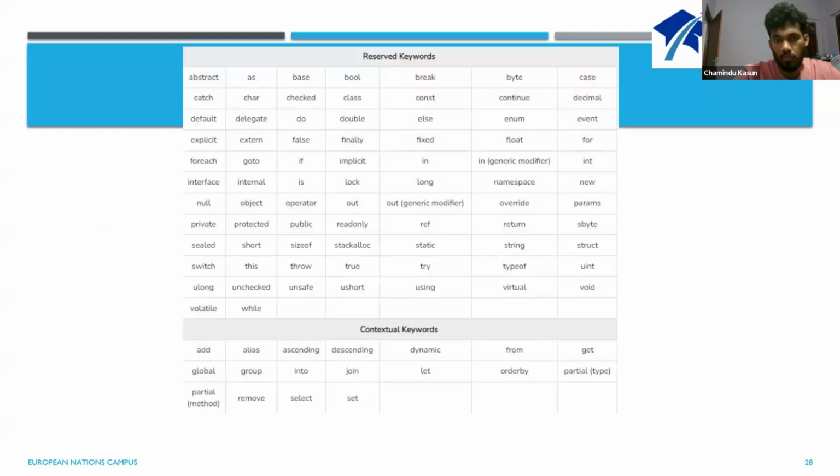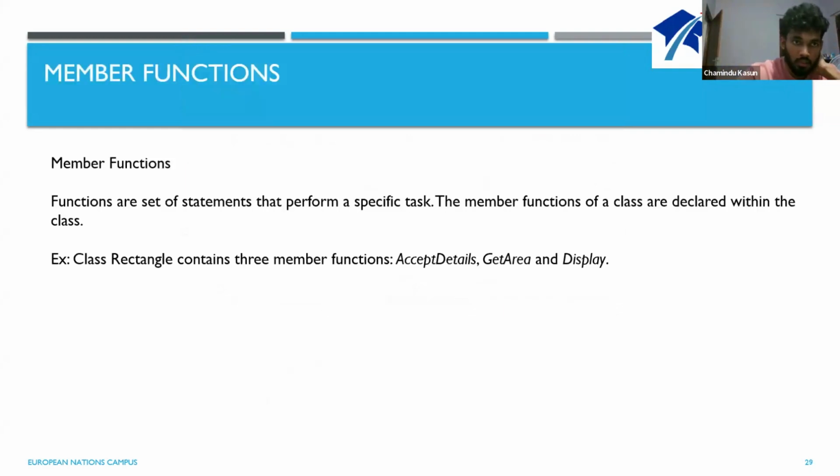Keywords are reserved words of that language. These are the reserved words of C sharp. These are called syntaxes. Each language is built with syntaxes. So these are reserved syntaxes, and we can't use them as our variable names.